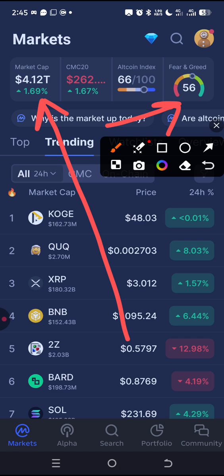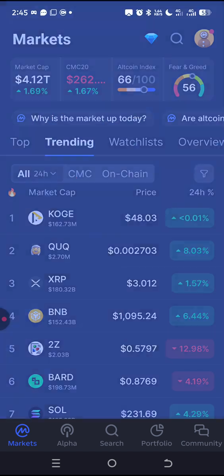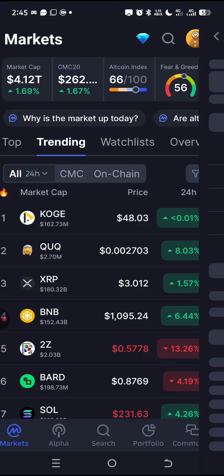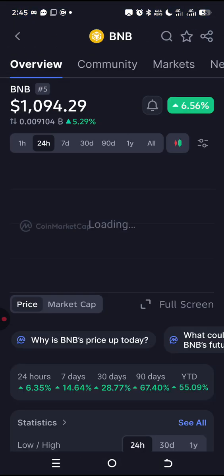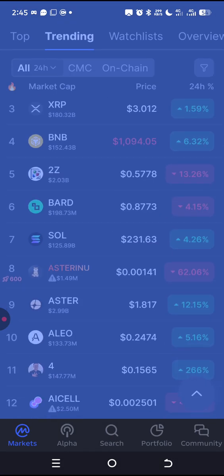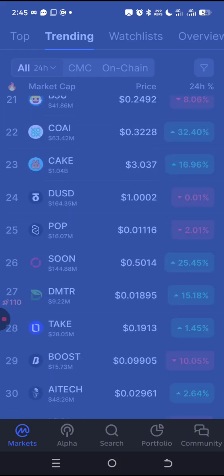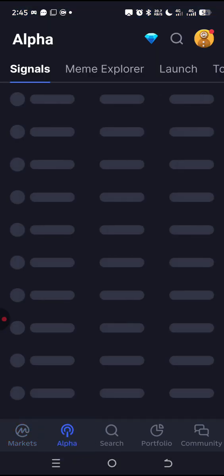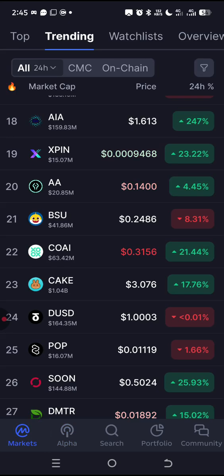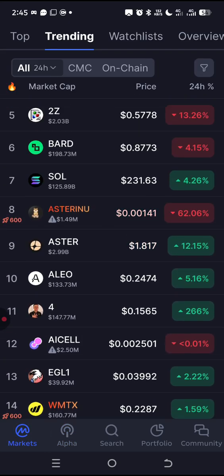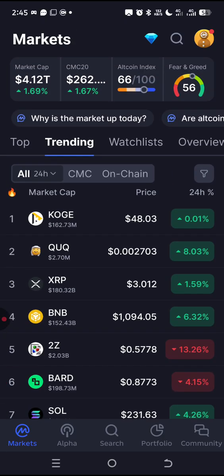So right here, you find all the coins. You find all the coins listed out here. When you check, you see all of them in their order of capitalization.